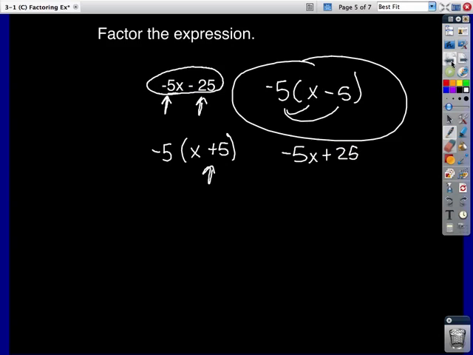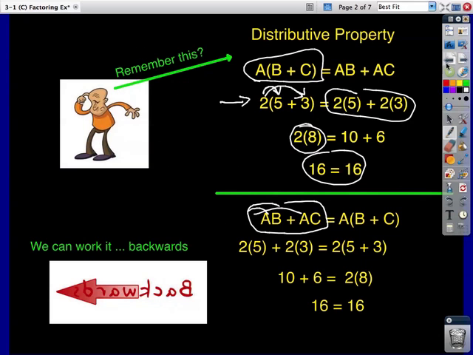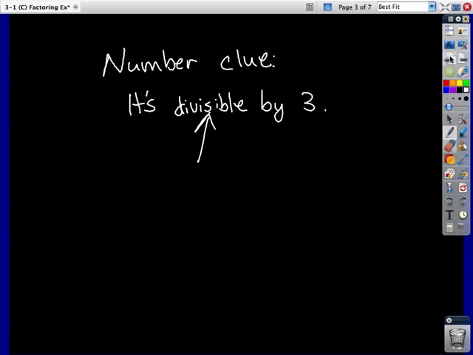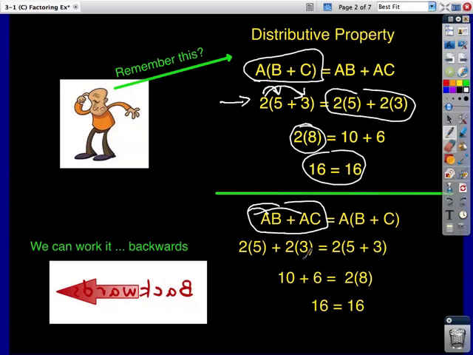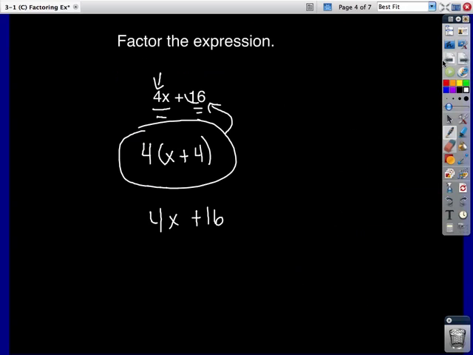So, a real quick recap: we're going to look for something that's in common, in this case we had 2 in common, and we're going to pull it out. What's different about this example and the examples I showed you back here is that these were just normal numbers, whereas up here we actually had some x's in there. But the same thing is true. Look for something you can pull out.